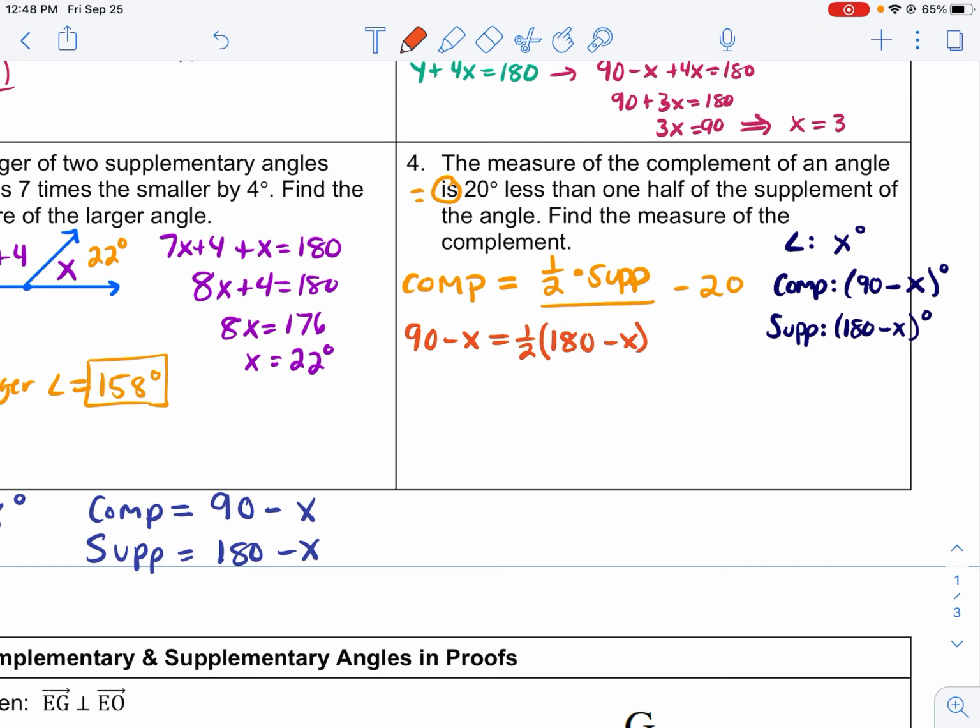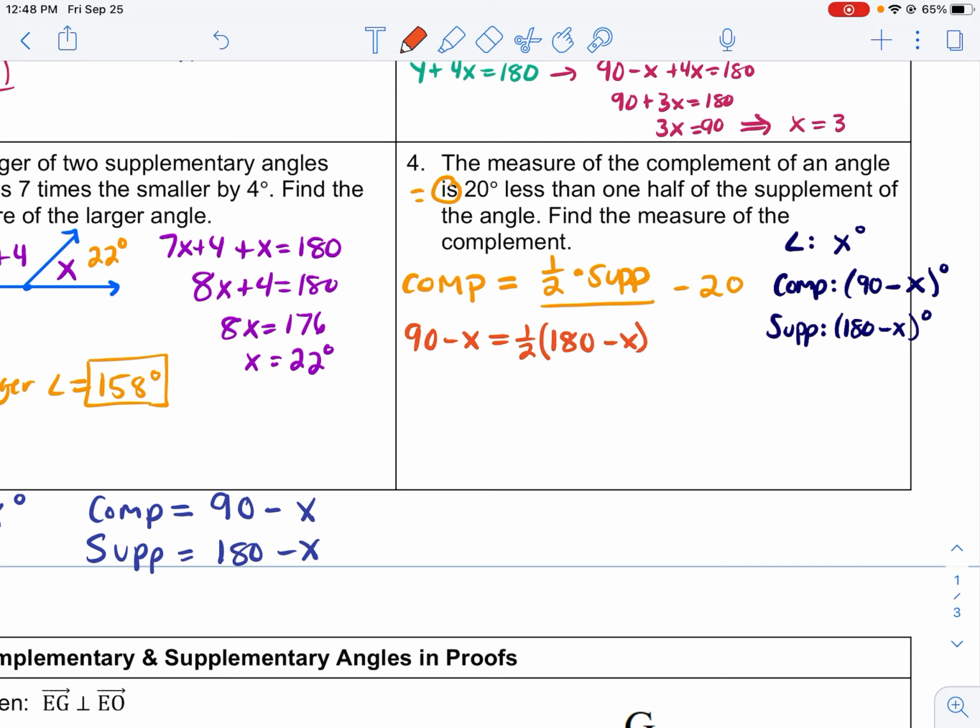Okay, cool. Well, now I have something where I have a variable in it. What I can do is if I solve for x, that's going to tell me what my original angle was, which then allows us to figure out a numerical value for the complement and the supplement. This is a specific angle out there. There's only one of them in the world that is going to have a complement that's half of its supplement minus 20. So looking at this, we need to solve this out.